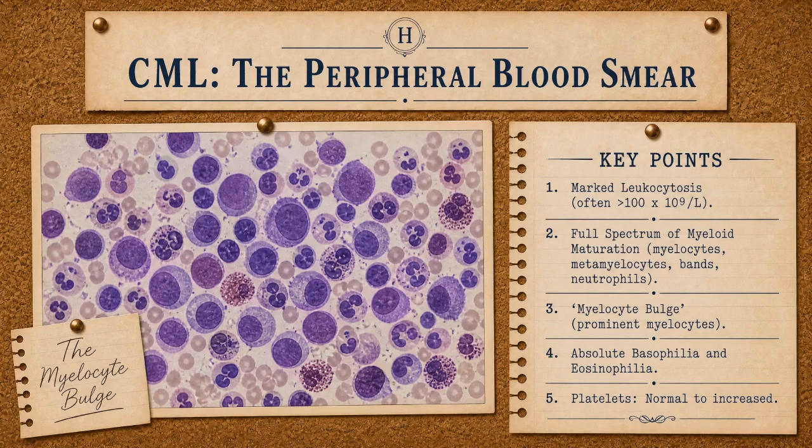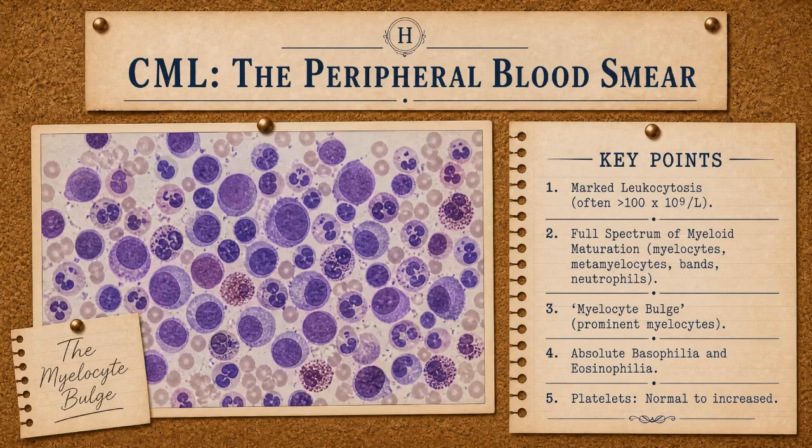The most striking feature is usually marked leukocytosis, often exceeding 100 × 10^9/L. It's a crowded field. Accompanying this is a prominent left shift, meaning you'll see a full spectrum of immature granulocytes, but with blasts typically less than 5%. Pay close attention to basophilia and eosinophilia. These are very common and often key indicators in CML. Thrombocytosis, an increased platelet count, is also very common.